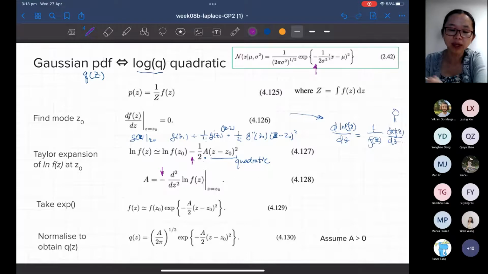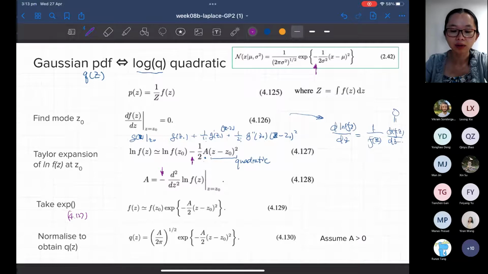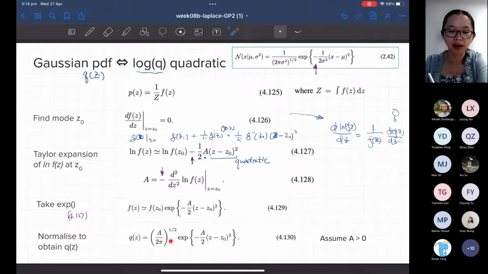Right. So if we exponentiate both sides of 4.127, we basically get that F of Z is approximated by the value at the mode, F of z0, times this negative square exponential term, right? So that's Gaussian looking, but it's not quite yet a Gaussian distribution. So how do we make it a distribution? We simply normalize. Referring to the expression above, the normalization simply works out as the square root of a over 2 pi, times this square exponential term. So that's easy. It's a bunch of one-dimensional Gaussian arithmetic.